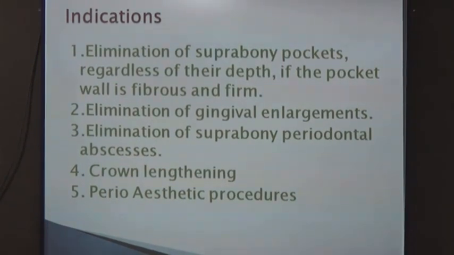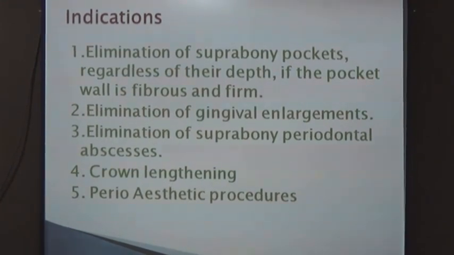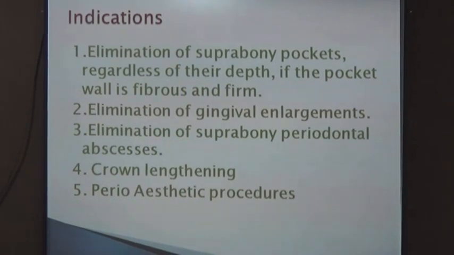So, I already told you elimination of suprabony pocket and elimination of gingival enlargement, any type of inflammatory, non-inflammatory, drug-induced, idiopathic, any type of gingival enlargement, and elimination of suprabony periodontal abscess also, isn't it? And then crown lengthening. When there is a need to put a bridge, when they need to have an interdisciplinary work, the crowns are very small, they need a sufficient tooth structure to hold the prosthetic procedure. We will do the crown lengthening. And then periaesthetic procedure. All those things we will be doing a gingivectomy.